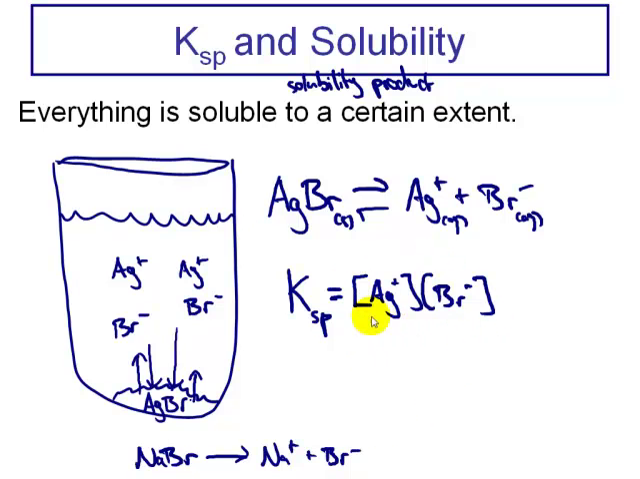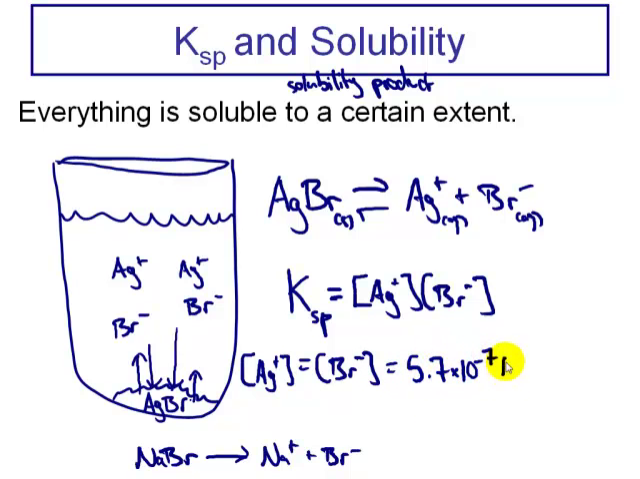And so if I was able to measure the concentrations of these ions at equilibrium, I could calculate an equilibrium constant for the process, okay? And it turns out that I can, in fact, measure those things, and if I do, the molarity of silver ions would be equal to the molarity of bromide ions, since they're produced in a 1-to-1 ratio, and that is 5.7 times 10 to the minus 7th power molar.